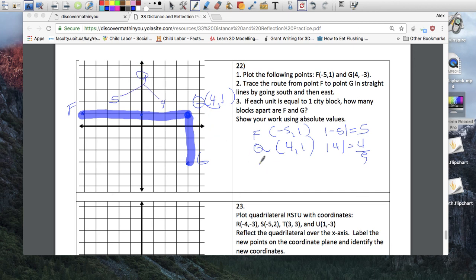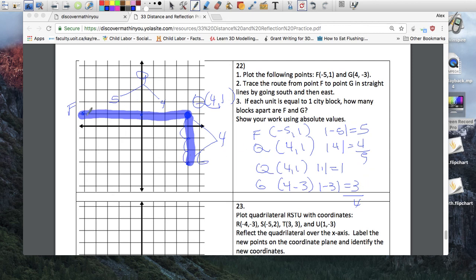Now we got to find Q to G. Q to G, Q is 4 and 1 again. G is 4, negative 3. Absolute value of 1 is 1. Absolute value of negative 3 is 3. We add those up and we get 4. So this distance right here is 4. And you can double check by counting 1, 2, 3, 4.